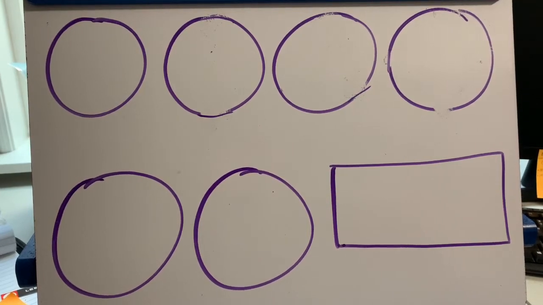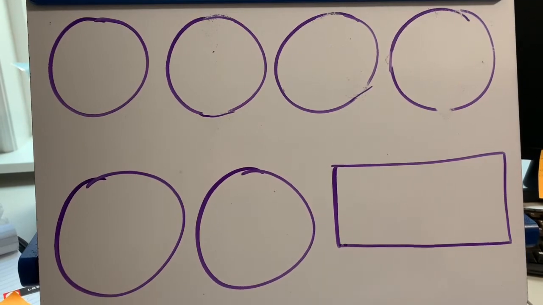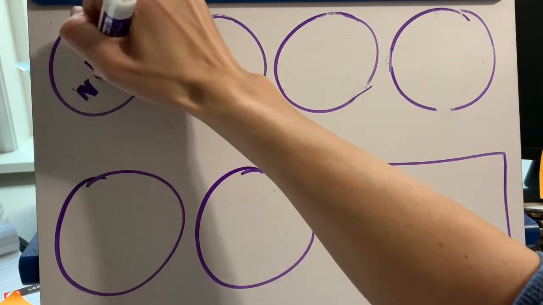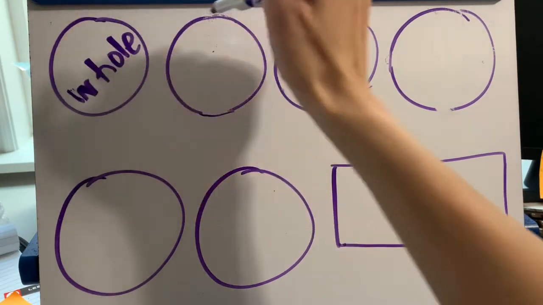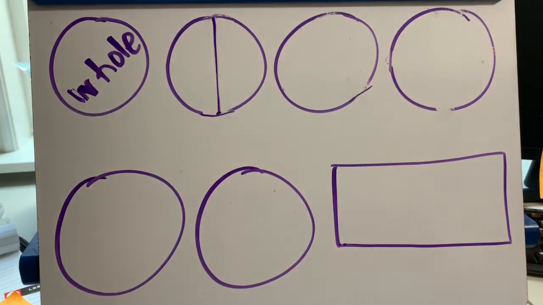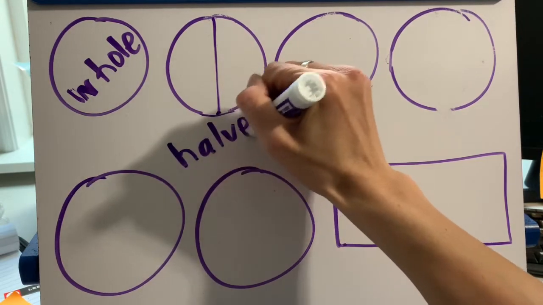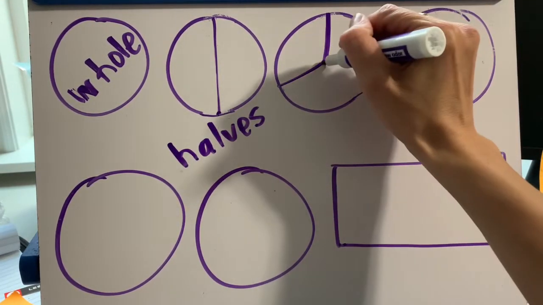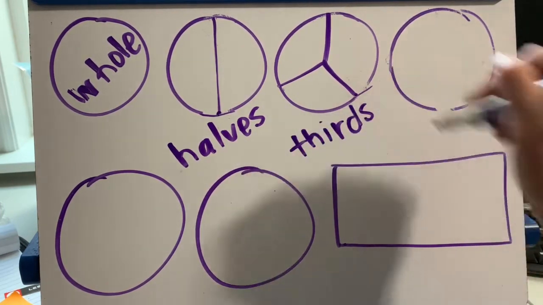This quick video is to remind you what we call different fractions using a pie shape. So if I didn't cut anything out of this pie, I would call this, of course, a whole. If I were going to cut this pie into two parts, I would call this fraction halves. If I was going to cut this pie into three equal parts, I would have what we call thirds.